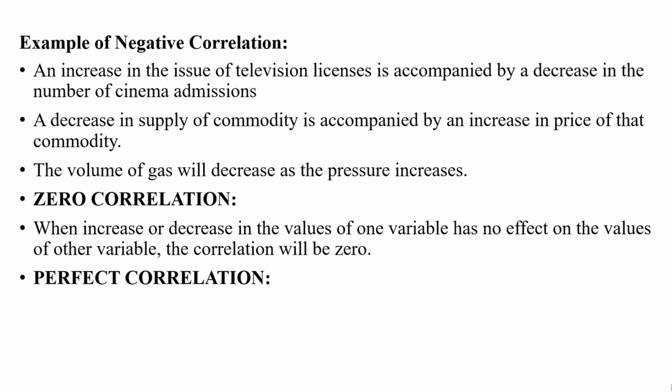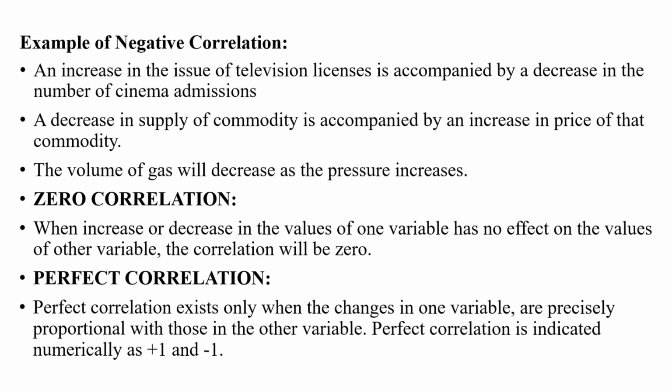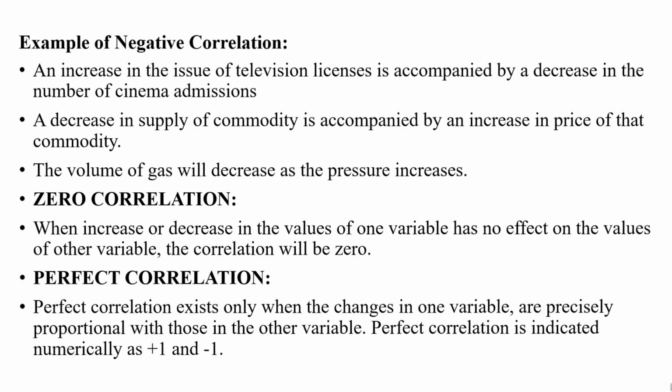Now, what is perfect correlation? A perfect correlation exists only when the changes in one variable are precisely proportional to those in the other variable. So perfect correlation is indicated numerically as +1 and -1.